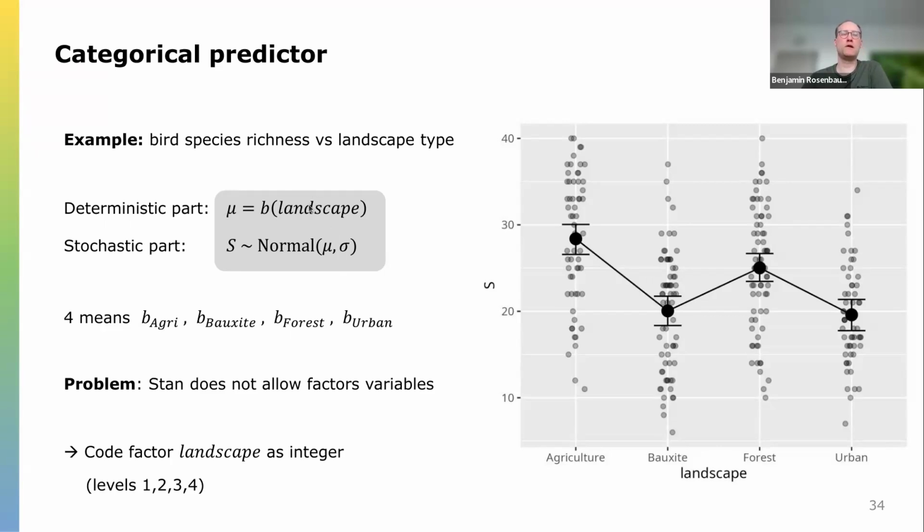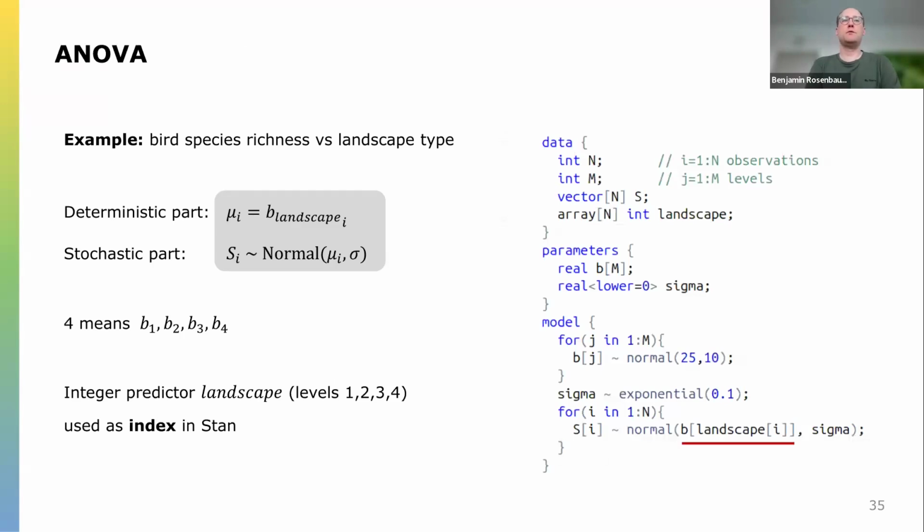But for this, you have to code landscape as an integer variable, because Stan doesn't allow factorial predictors. It's not possible in this environment to declare factorial predictors, but we can just code the levels as 1, 2, 3, 4. So landscape here will be an integer predictor with levels 1, 2, 3, 4, which correspond to agriculture, bauxite, forest, and urban. The reason we are doing this is because we can use these as an index later in the model code.